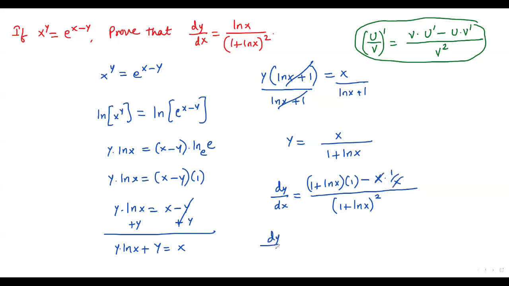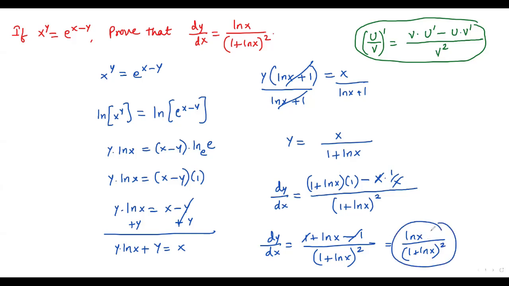Then I'm getting dy over dx equals 1 + ln x times 1 is just 1 + ln x, and here we have negative, and we just have 1 divided by (1 + ln x) the whole square. So here this 1 and negative 1 will cancel out. Then I'm getting ln x over (1 + ln x) the whole square. Okay, now I got dy over dx. So dy over dx equals ln x over (1 + ln x) whole square. So this is what I have to prove according to the question.